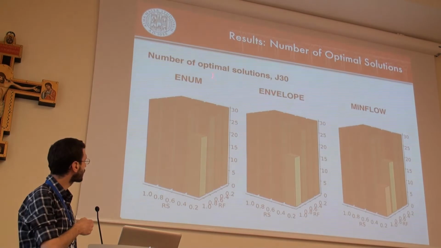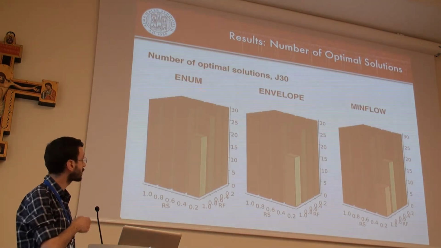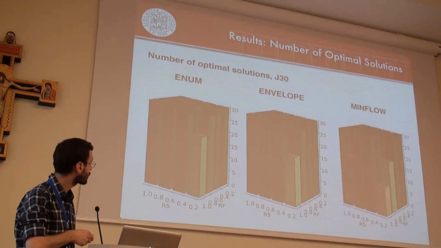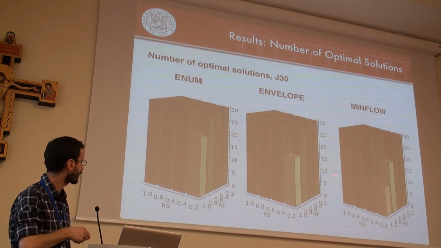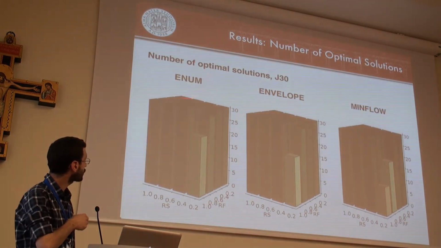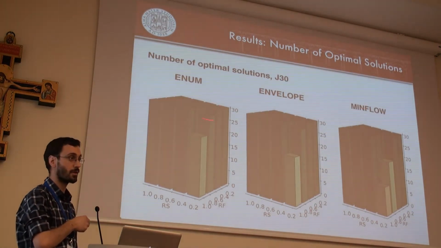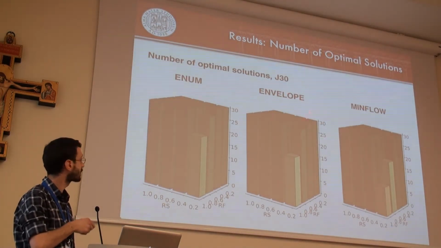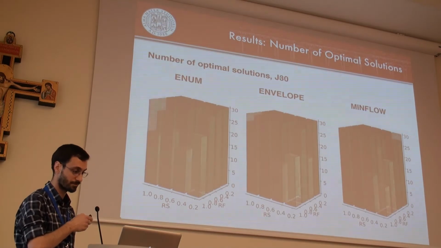This is the number of optimal solutions obtained with the 3 approaches on J30. In this case, we have 30 activities in each instance. And as you can see, unfortunately, they are a bit darker, but the NO approach is the best here. It's solving optimally the highest number of instances, and the mean flow is the worst. The envelope is something in the middle.